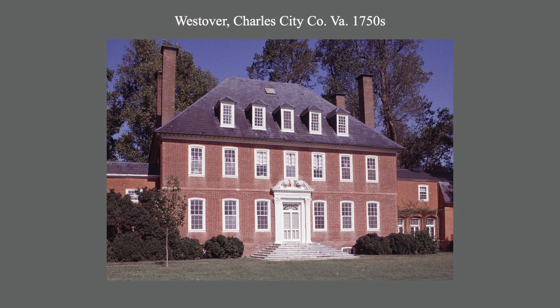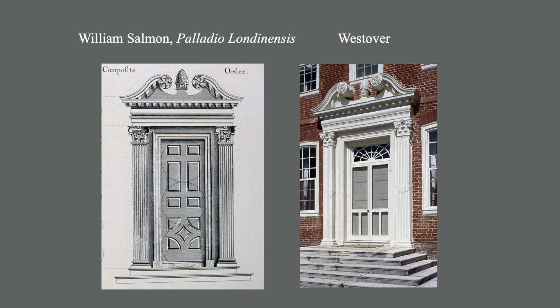One of the country's most famous colonial doorways is found on Westover, seen now with its 19th century shutters removed. Like Wilton, the doorway is based on a design found in Palladio Londinensis, a doorway using the composite order. Instead of a triangular pediment, the design is crowned by scrolled cornices framing a Roman pine cone, a symbol of fertility and longevity. Westover's doorway material is actually stone. The whole composition was made in England and imported to Virginia in the 18th century. It's long been painted, leading many to assume it's wood.